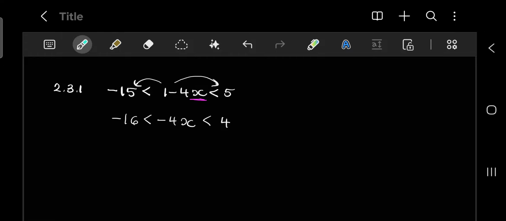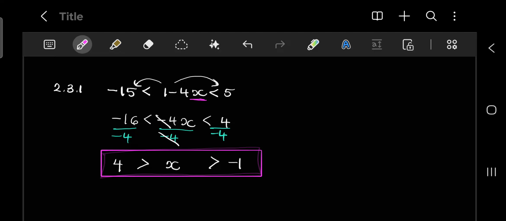The next step towards getting x alone is to divide throughout by this coefficient, which is negative 4. And the first thing you guys need to take note of is that when you have inequalities and you are dividing by a negative, the sign changes. It's going to go from being less than to greater than. In the center, the negative 4's cancel out. We are left with x. On the left-hand side, negative 16 divided by negative 4 is positive 4. And on the right-hand side, 4 divided by negative 4 is negative 1. So that is going to be our final answer.